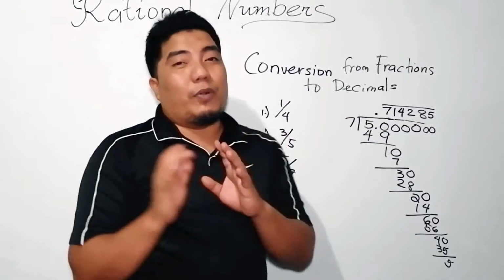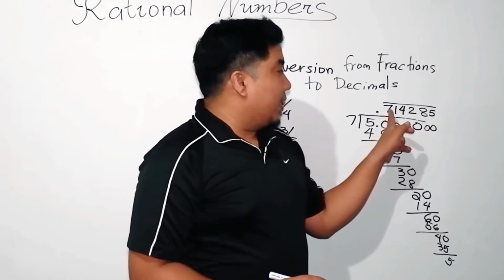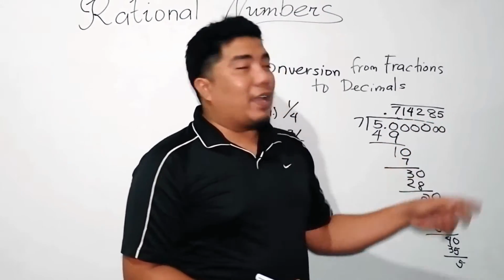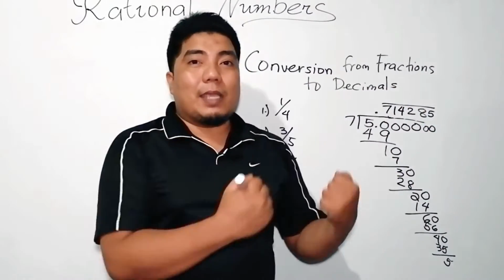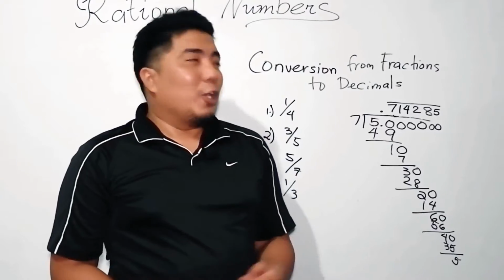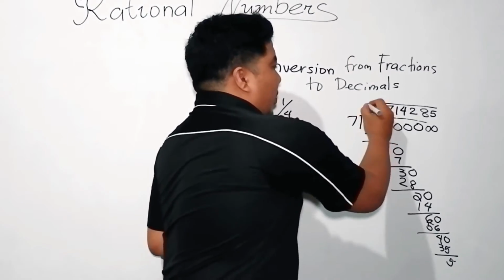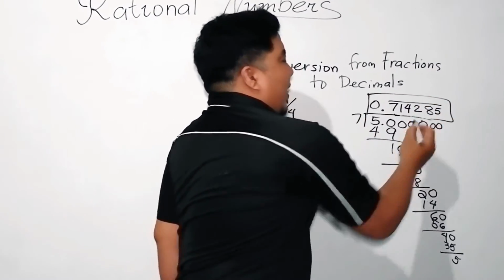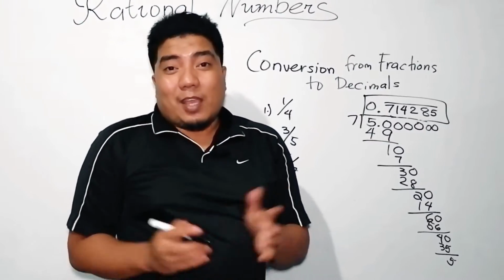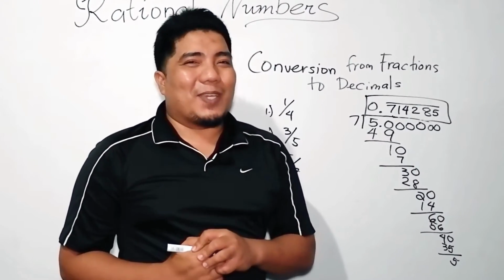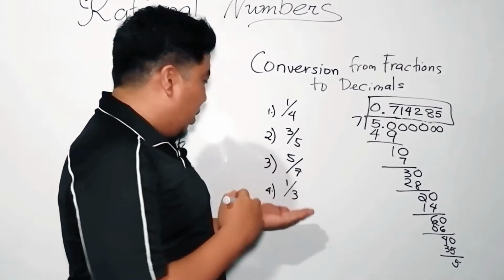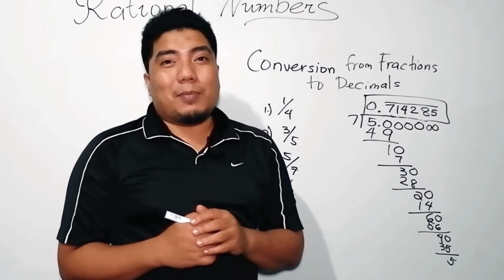So, therefore, what is our final answer? You just have 714285 with a vinculum. Okay? Meaning, it will repeat the same numbers again. Okay? So, you just put a 0 here, and that will be your final answer. Sounds tricky, right? But that is the way it goes. Okay? Now, let us go to our question number 4.